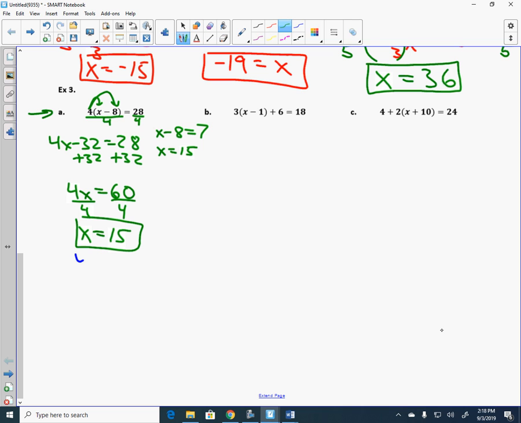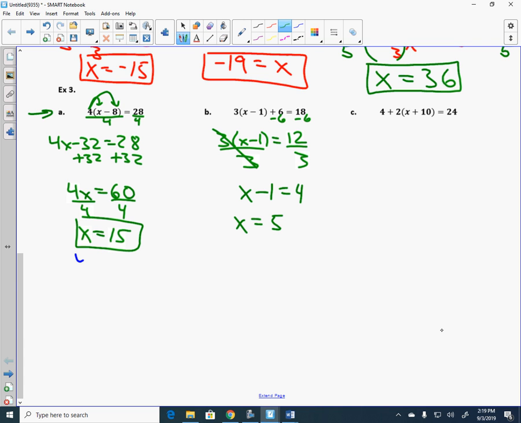I don't want to confuse you, but I will say that for letter B, you could distribute or you can divide something off. Before you divide something off, it might be best to subtract that 6. So 3 times x minus 1 is equal to 12. Now I can divide both sides by? Divide the 3 off. X minus 1 is 4. X is 5.